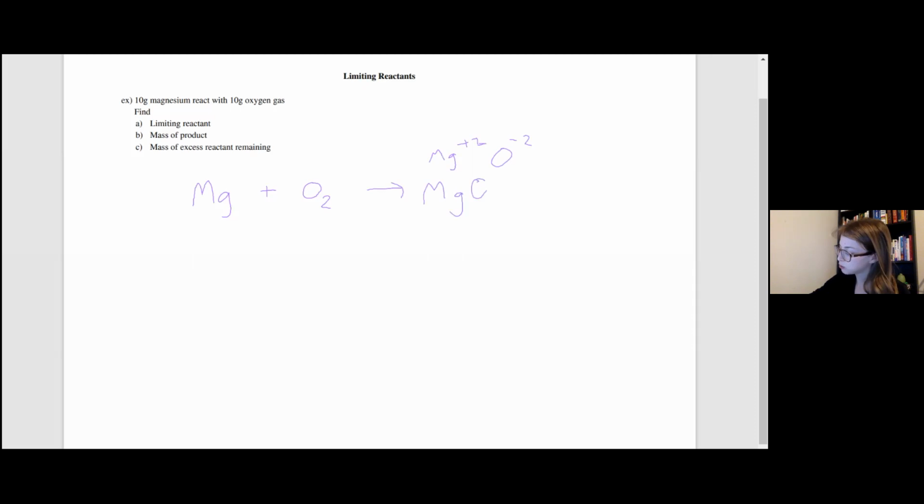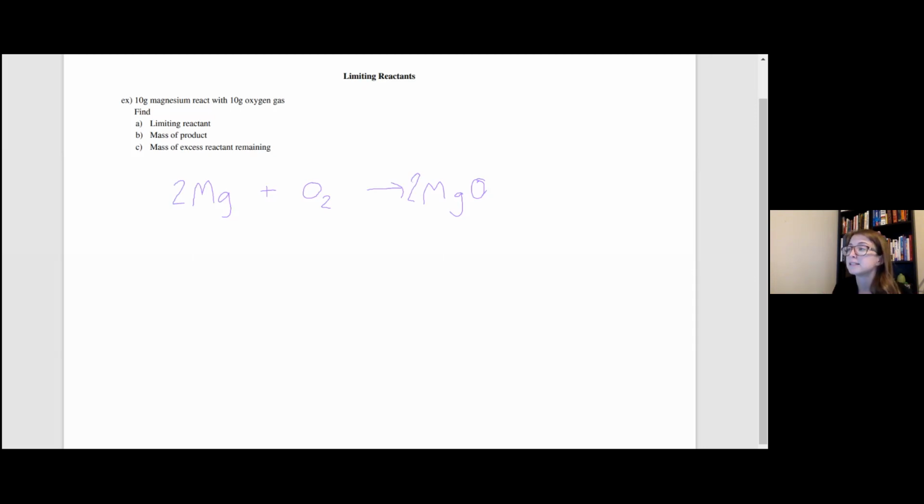So that 2 on the oxygen on the left-hand side didn't carry over. We're always starting over with charges and crisscrossing. So now I don't need that scratch work. I do need to balance this though. 1 magnesium on the left, 1 on the right. 2 oxygens on the left, so I need a 2 here on the right. That changed my magnesiums though. I now have 2 on the right, so I need a 2 there on the left. Okay, complete and balance my reaction, good.